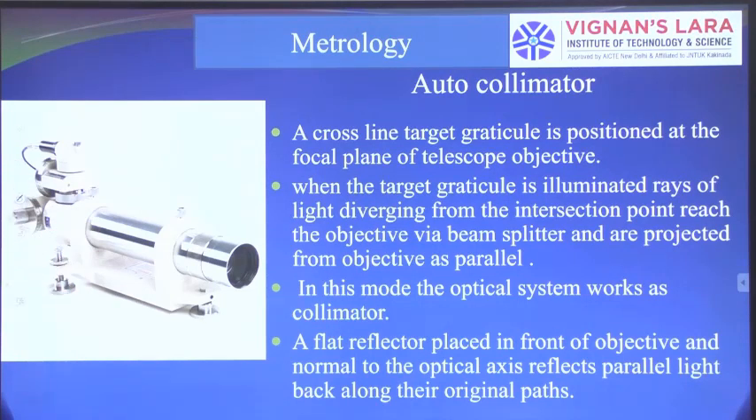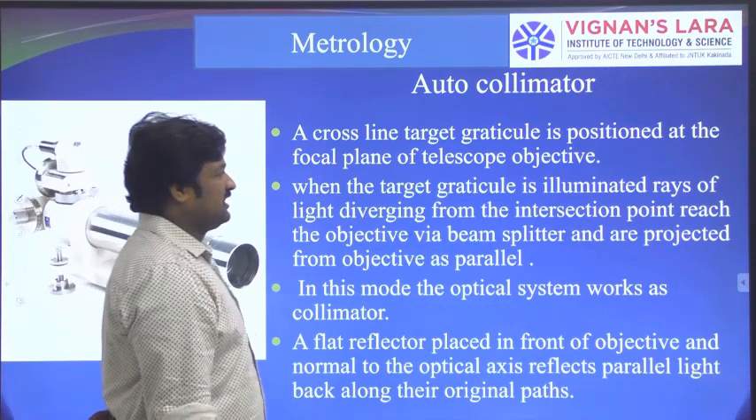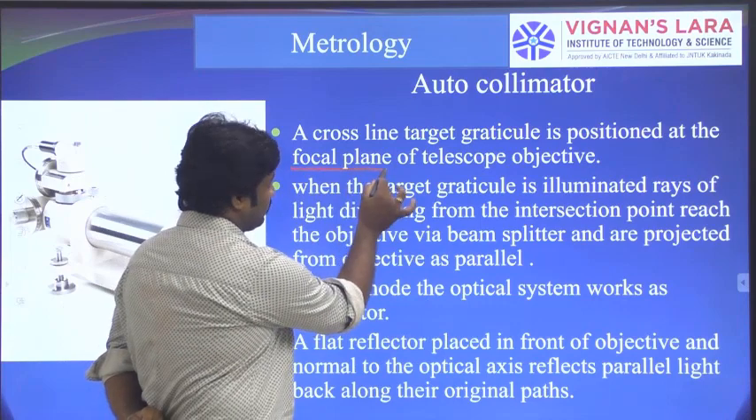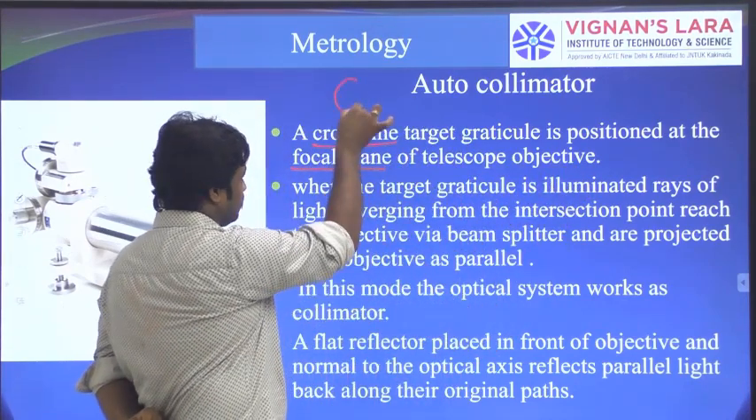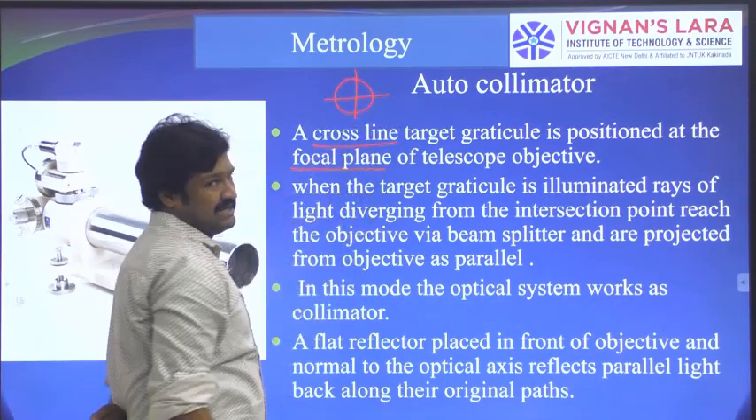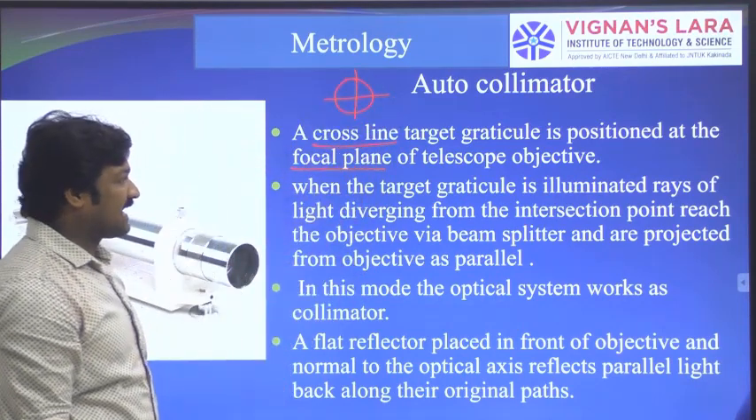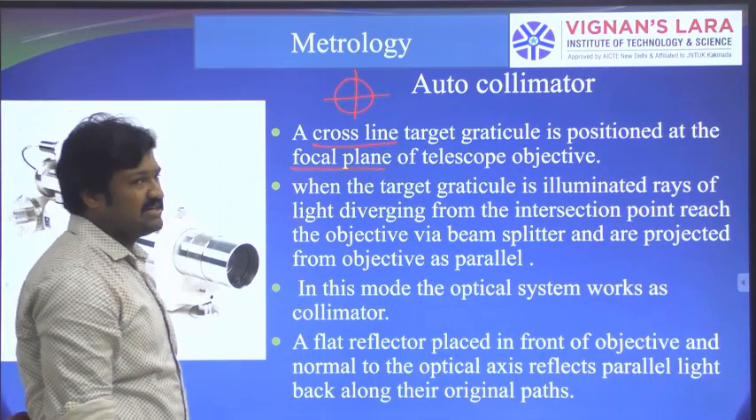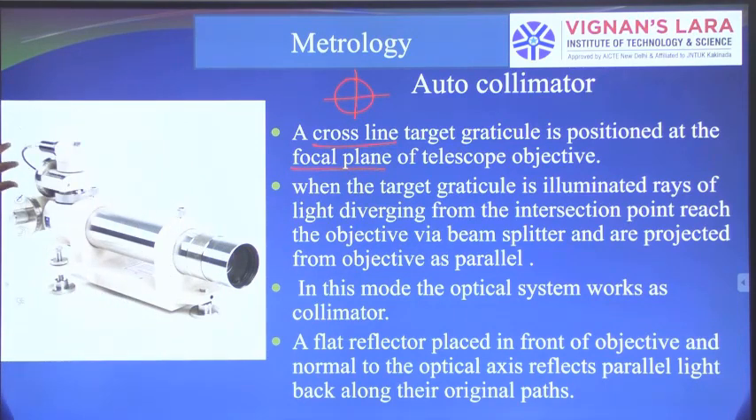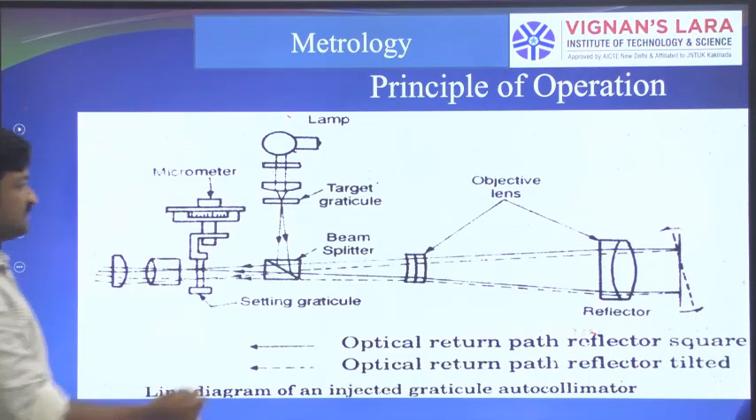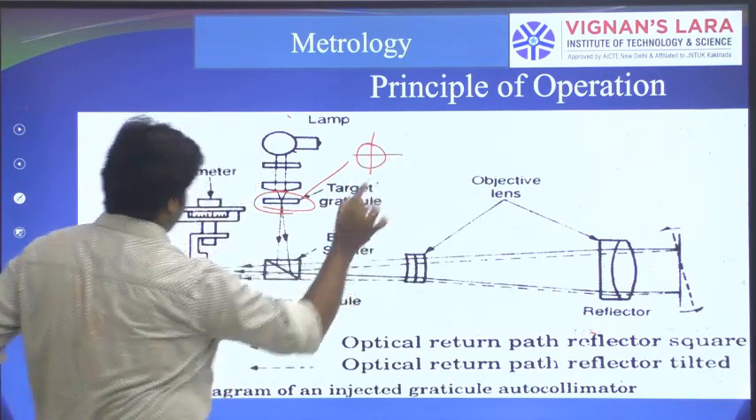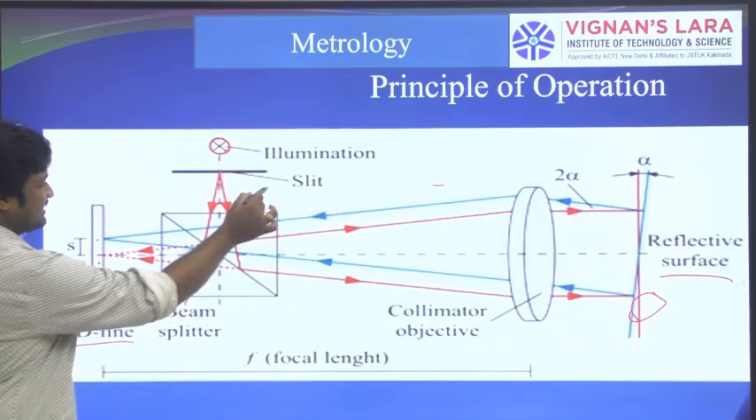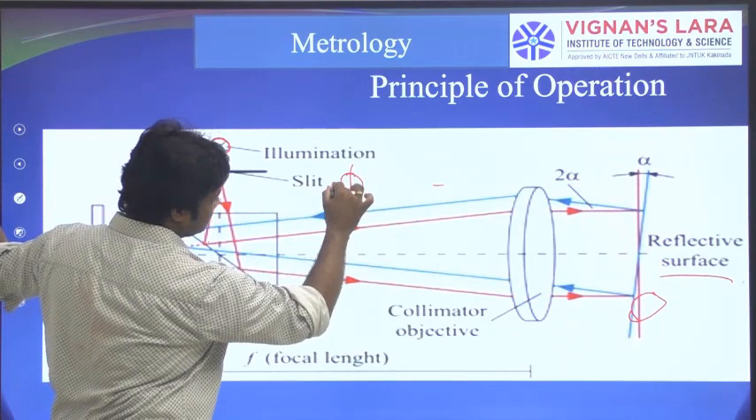So this is the schematic of the autocollimator. A cross-line target graticule is positioned at a focal plane. So this target is called the cross-line. A cross-line target reticle is positioned at the focal plane of the telescope objective. So coming back to this principle, here is our cross-line. Similarly, here the slit consists of this reference.